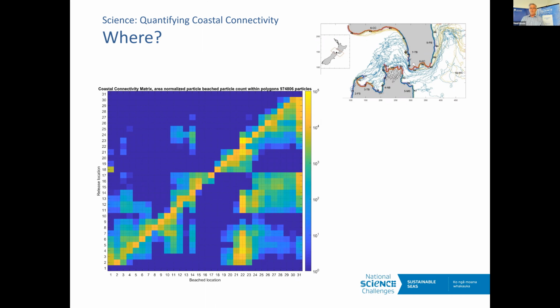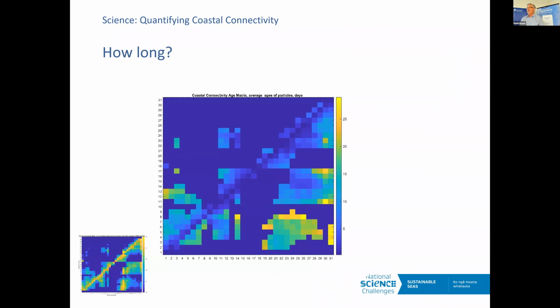So these pictures give you a sense of a colour representation of where things might go. And of course, where things go is only half the story. How long do they take? Because for a piece of plastic, unfortunately, they may last for decades. But if you're a larvae and you can only live for 3 or 4 days, if you don't land somewhere in 3 or 4 days, you're probably not going to make it. So how long it takes is also part of the question.